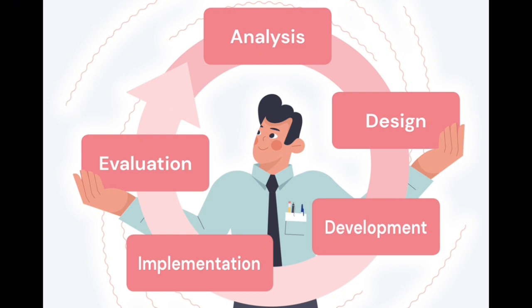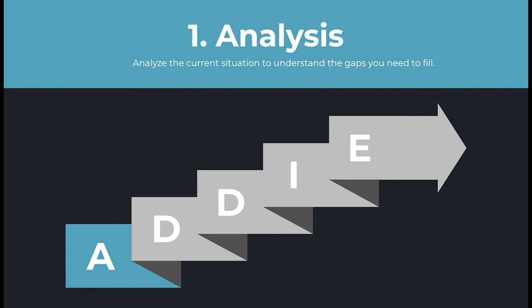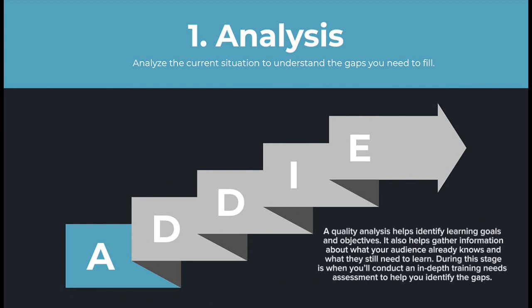However, ADDIE is designed to be a flexible, continuous process of improvements and iterations. In the context of e-learning, let's take a closer look at each phase. Before you start developing your e-learning course, the first ADDIE model stage, you should first analyze the current situation. Basically, get a clear picture of where everything is currently to understand the gaps you need to fill. A quality analysis helps identify learning goals and objectives. It also helps gather information about what your audience already knows and what they still need to learn. During this stage is when you'll conduct in-depth training needs assessments to help you identify the gaps.